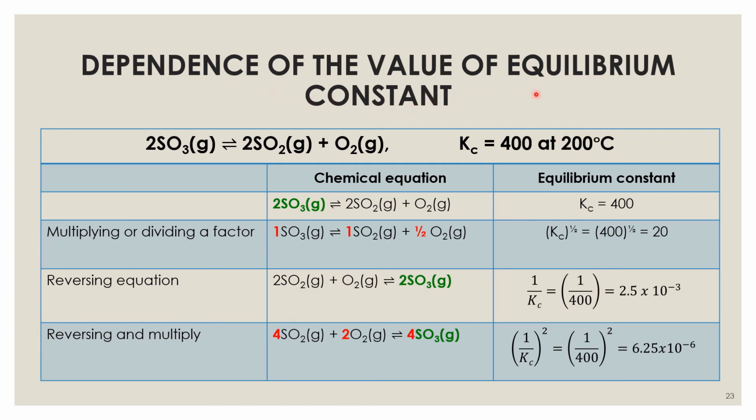Dependence of the value of equilibrium constant. Suppose that we have this reversible reaction with the Kc value 400 at 200 degrees Celsius. So this is our original Kc equation and Kc value. By multiplying or dividing this original equation with certain factors or numbers, that will change the value of the Kc.